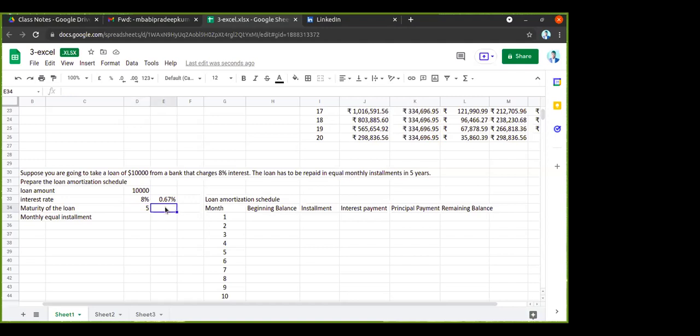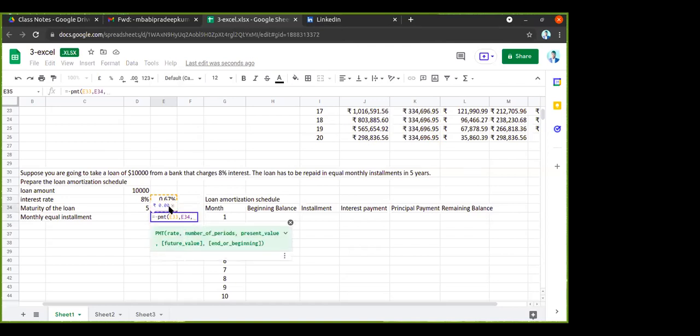So converting 5 years into months is nothing but multiplying 5 years with 12, which gives the total number of months in the maturity of the loan. Coming to the monthly equal installment, it is PMT, equal to minus PMT. The rate is 0.67% monthly, and the number of periods, the maturity of the loan, is 60 months.